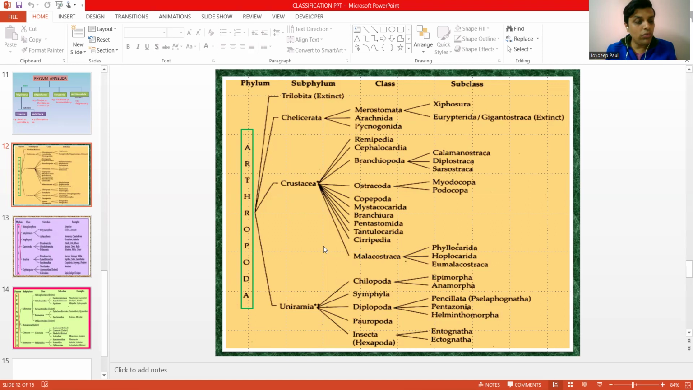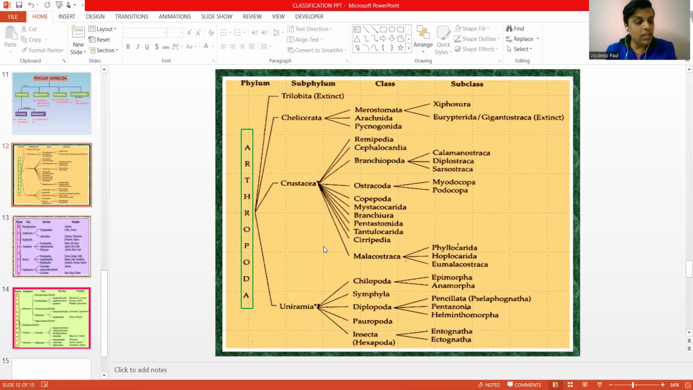There are well over 1 million described species in phylum Arthropoda, of which the most well-known class is Insecta. So, before going into the classification of arthropods, let us first go through the general characteristics of this phylum.